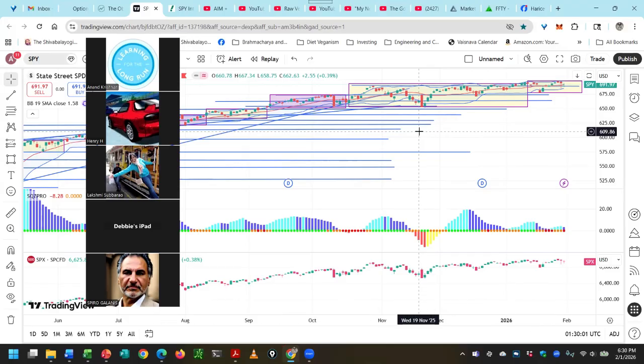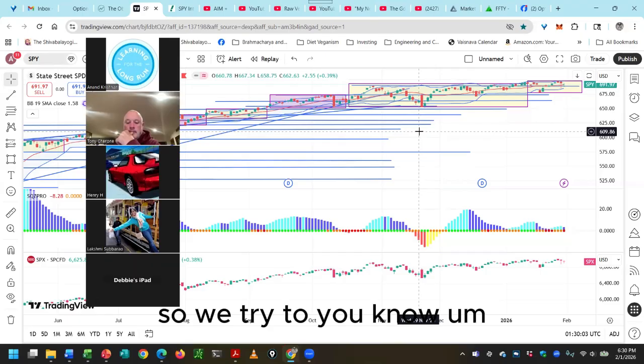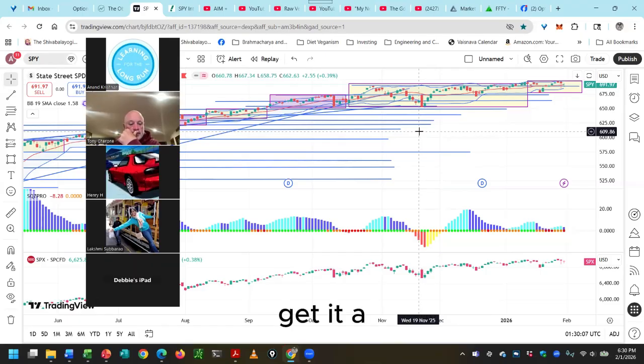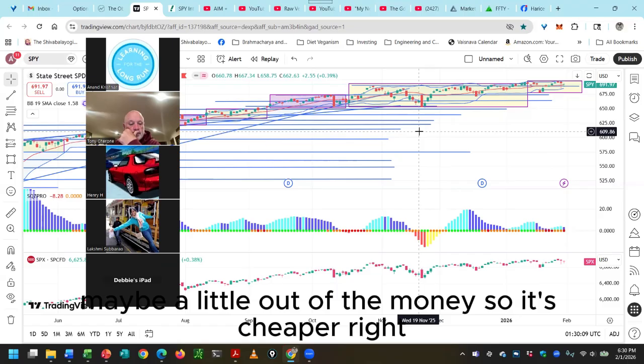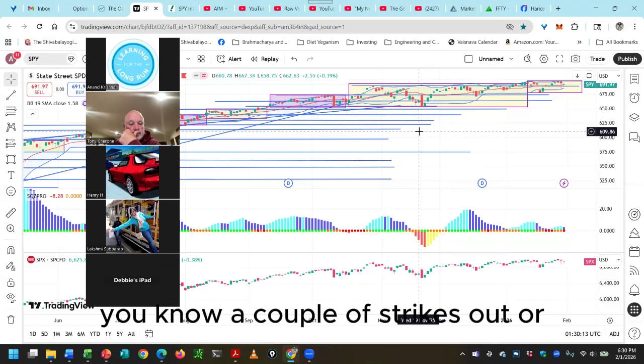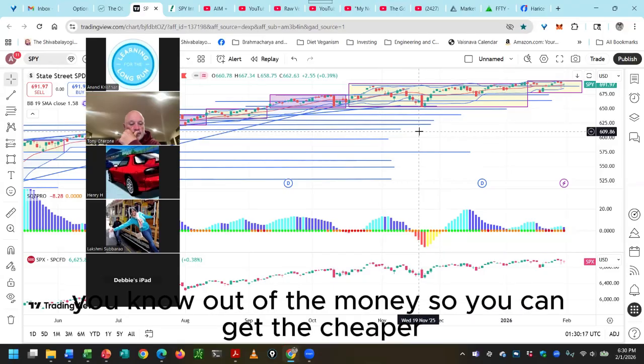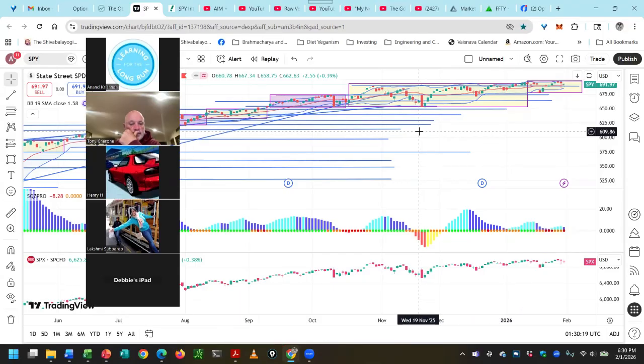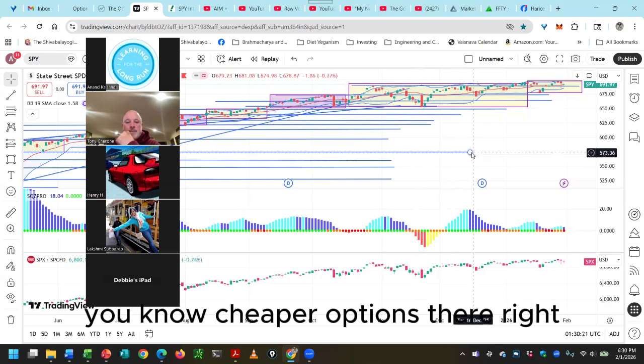So we try to get it a little out of the money so it's cheaper. Something like a couple of strikes out of the money, so you can get the cheaper options there.